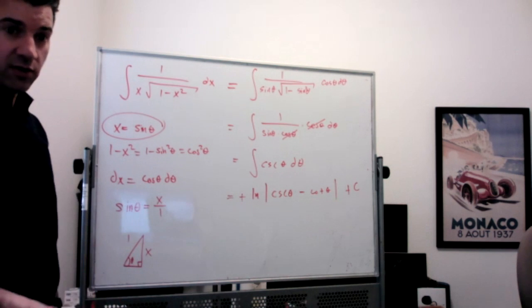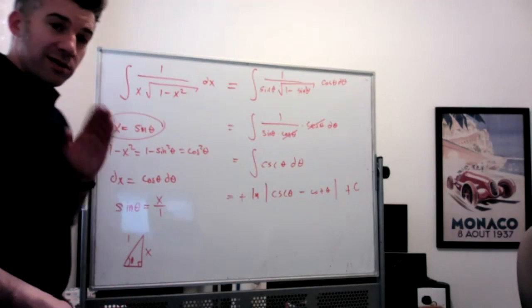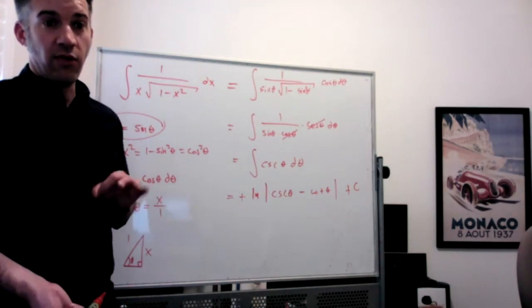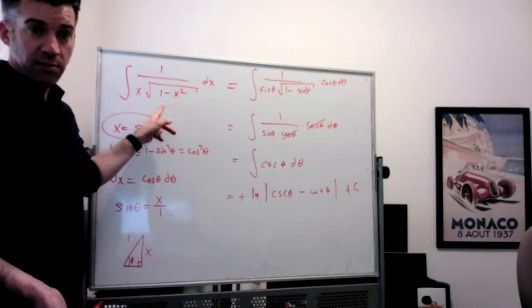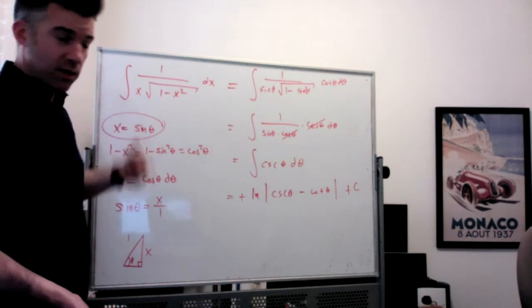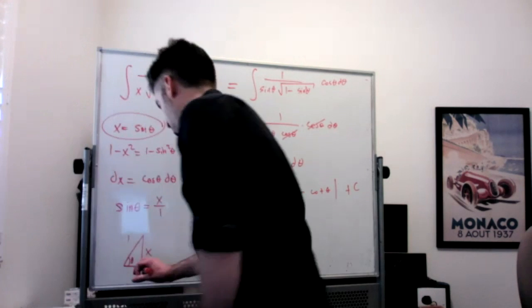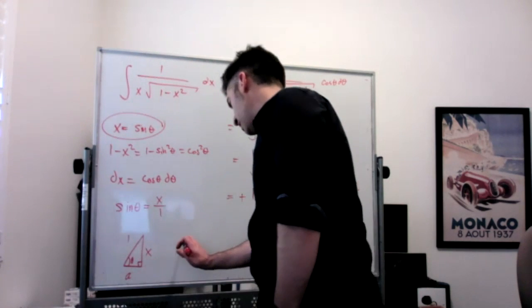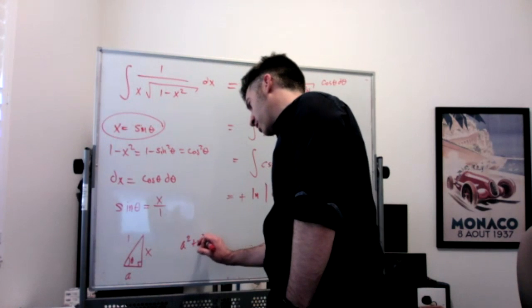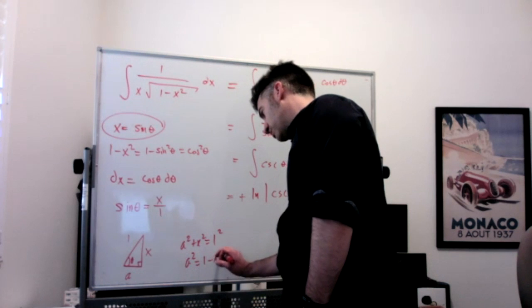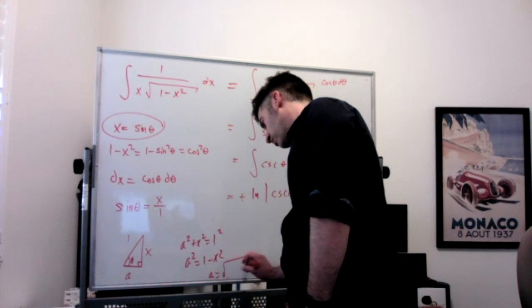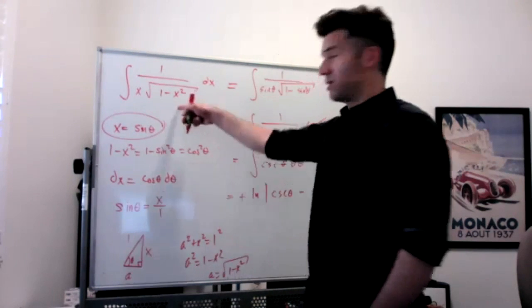I can find the third side now. Here's a trick or a tip. The third side is always the square root that's already in your integral, meaning it's the square root of 1 minus x squared. You can do the work, right? You can call this like a, and then say a squared plus x squared equals 1 squared. A squared equals 1 minus x squared. A is the square root of 1 minus x squared. Oh yeah, look, it's exactly that.